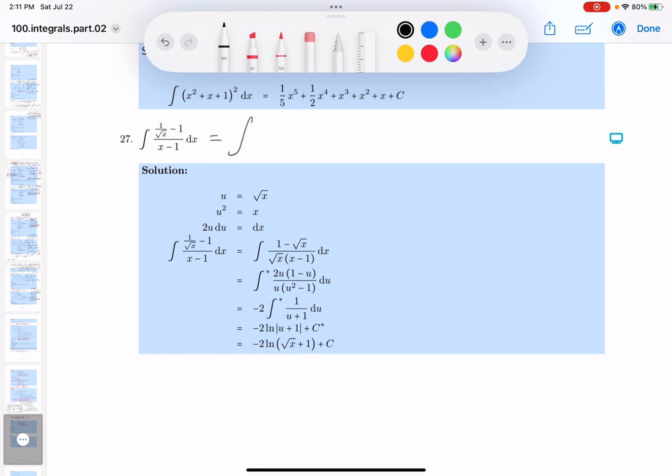If you multiply the top by root x, you're going to get 1 minus root x. If you multiply the bottom by root x, you're going to get root x, and then I'm going to write down x minus 1. I'm not going to multiply that out yet. If I have to, I will multiply it out. All right. So again, let me repeat this. I multiply top and bottom by root of x.